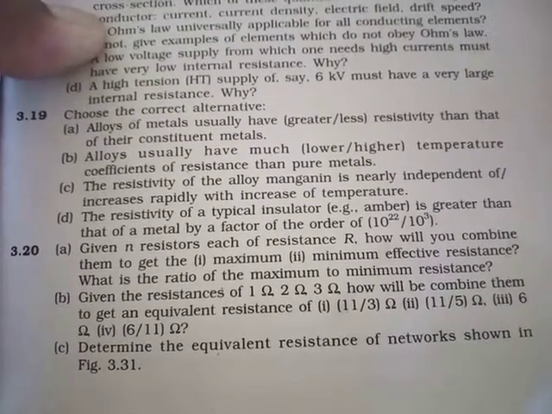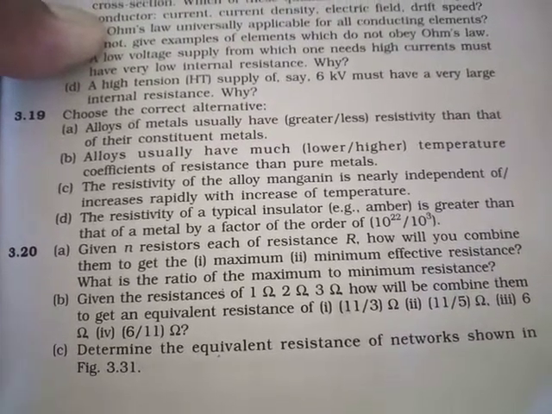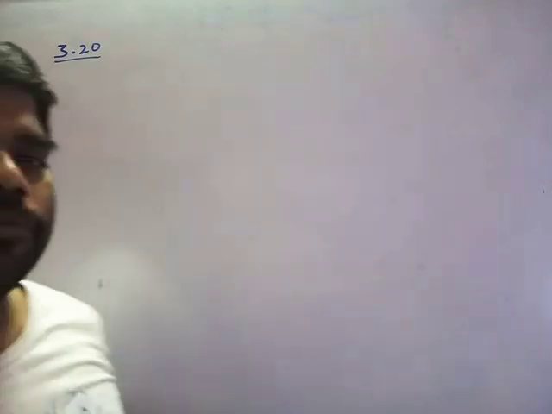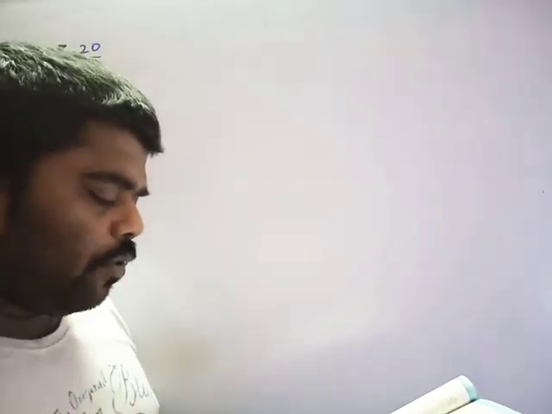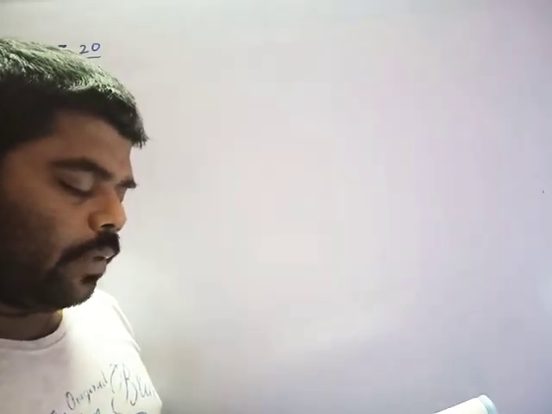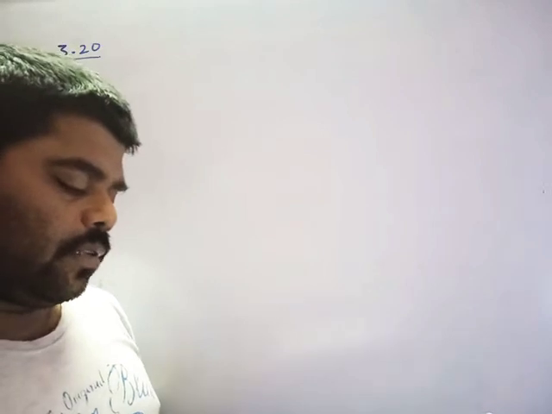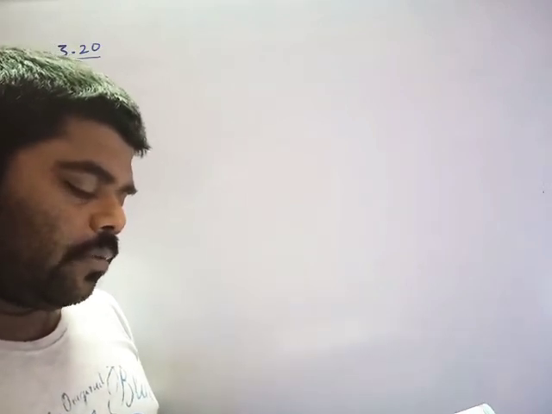Just copy the question. This is based on the NCERT. To solve this question 3.20 of Exercise 1, question number 1: given n resistors, each of resistance R, how will you combine them to get the maximum and minimum effective resistance? And what is the ratio of the maximum and minimum resistance?